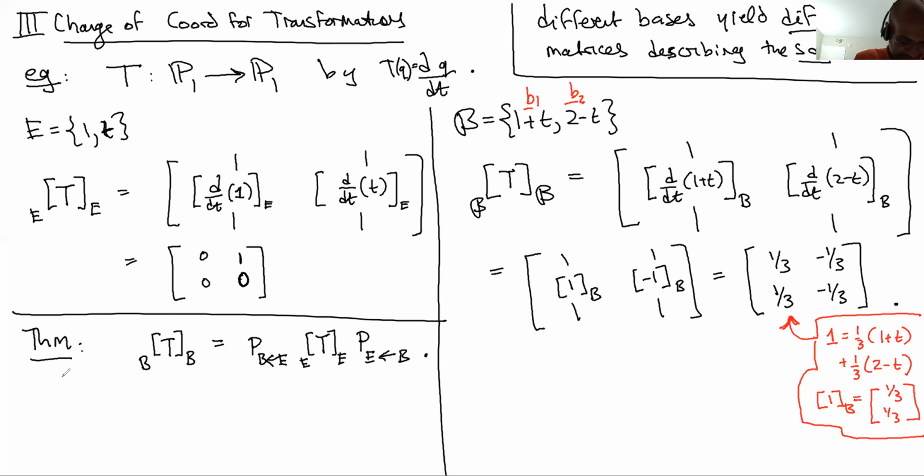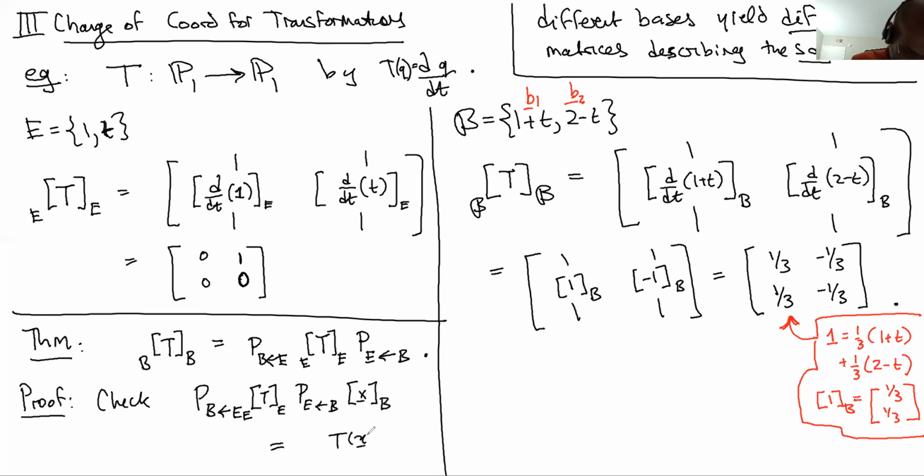The proof, you just check both sides, right? You just check that the thing on the right satisfies the key property that's needed. So what does this need to equal? Well, this needs to equal T of X in the B basis. And you can just check it on the basis vectors and it just falls out. Okay, so there's nothing new involved in the proof of this, but this is very important.